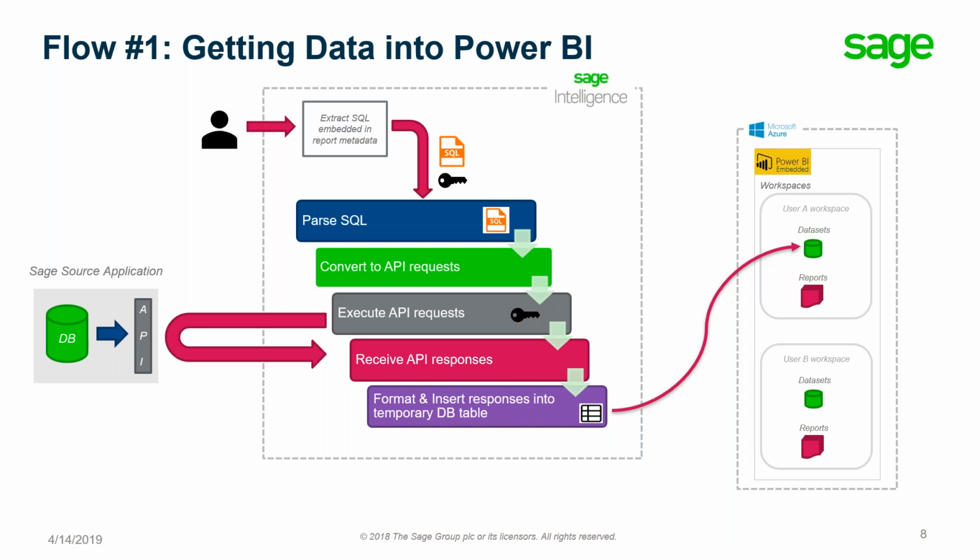So one thing I forgot to mention is you'll see at the top of the slide that this is flow number 1. Just to make these slides a little bit less cluttered, we've broken down the flow of showing a Power BI report into 2 flows. So this is the first, getting data into Power BI. And then we're going to be looking at the second shortly, which is much more simplistic, which is basically just getting that report from Power BI to show it within the Sage Intelligence application.